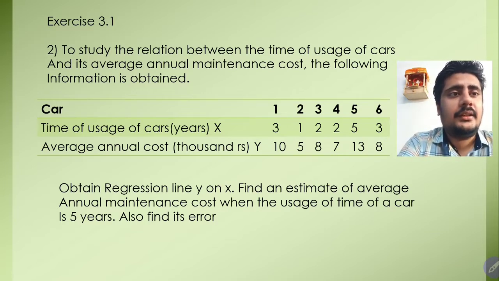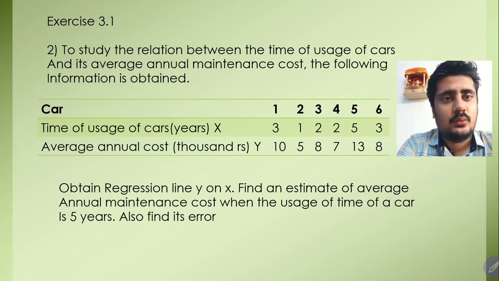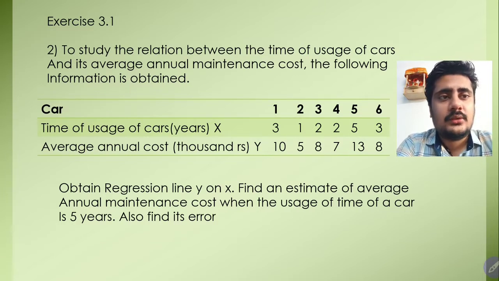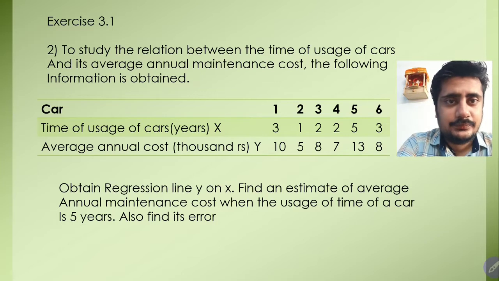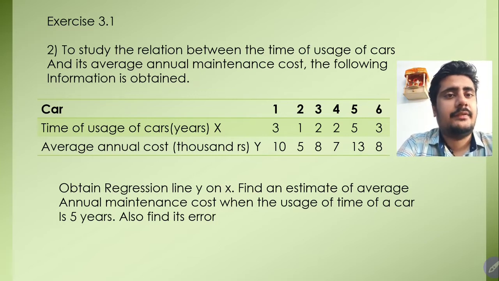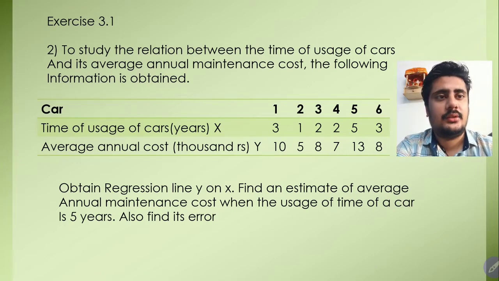What do you have to find? You have to find a regression line y on x. So the first question is clear, only you have to find the line. Second, you have to estimate the average cost of the car when the usage of the car is 5 years. So basically, when x equals 5, you have to find y, and you have to find the error. So these are the questions.